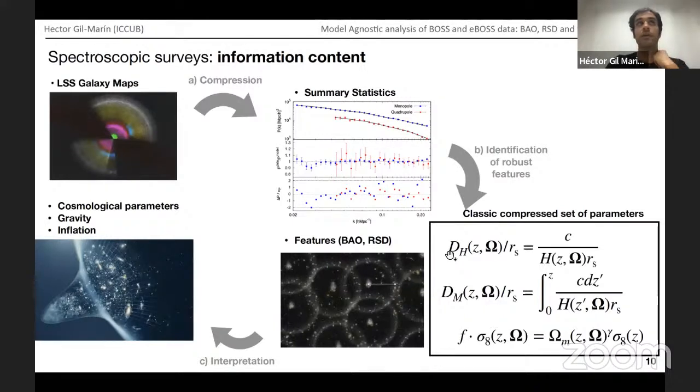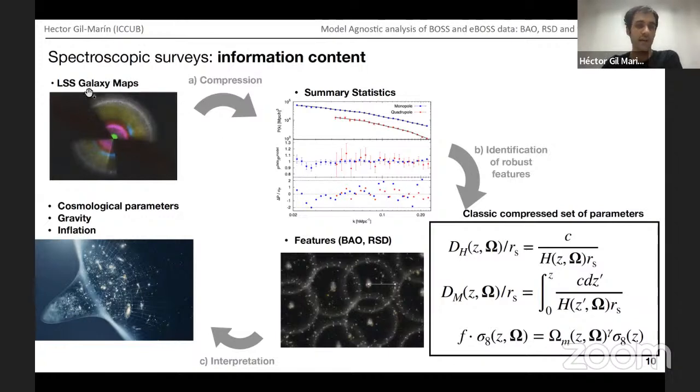They rely on the Alcock-Paczynski parameters applied to the BAO, which is the distance along the line of sight, the H, and across the line of sight, the D_M, in terms of the units of the sound horizon scale, Rs. They are related to cosmology parameters through these integrals, and redshift space distortions allow us to constrain this combination of parameters, f times sigma 8. So essentially, the information content flows in this way.